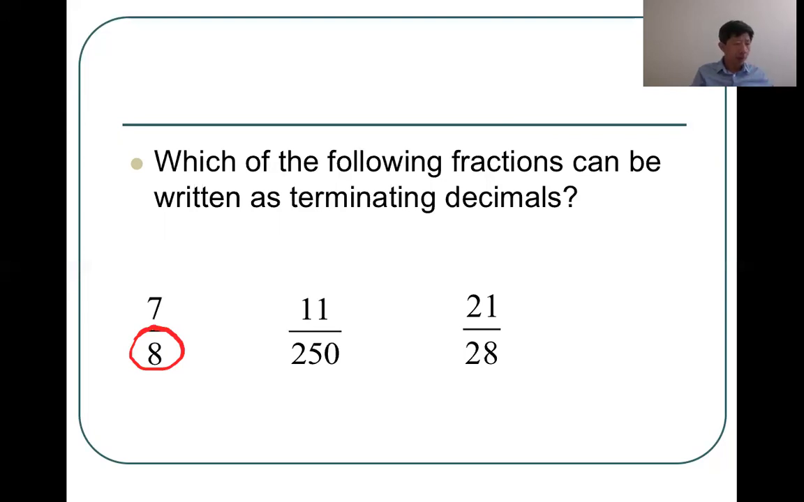Now 7/8, terminating decimal, yes or no? Actually we have 8, right? 8, the factor is a 2, right? So yes, therefore it is yes. So if you calculate this, 7 divided by 8, which is equal to 0.875, right?